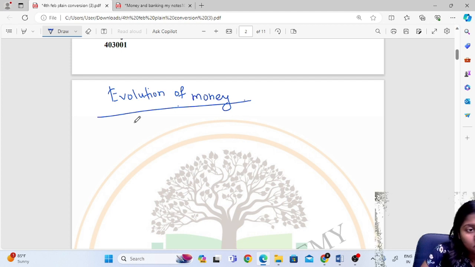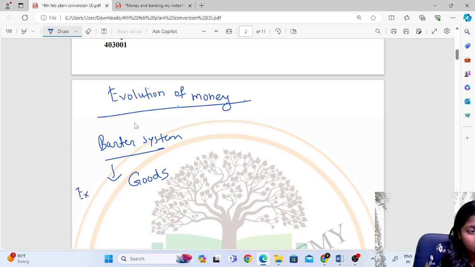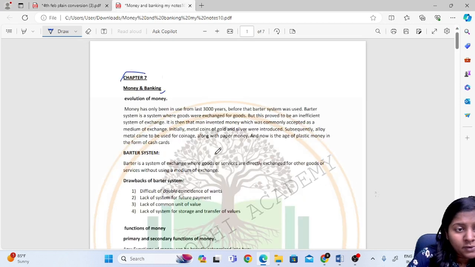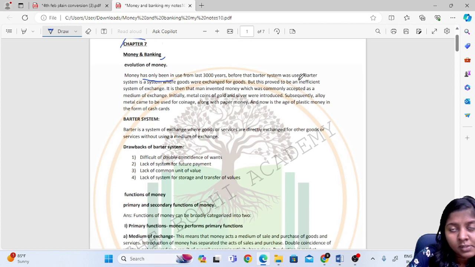In order to overcome the difficulties of the barter system, earlier we had a system wherein people used to exchange goods for goods. This is called the barter system, and in this system there were a lot of issues which people were facing. Money has only been in use for the last 3000 years. Before that, they were using the barter system.